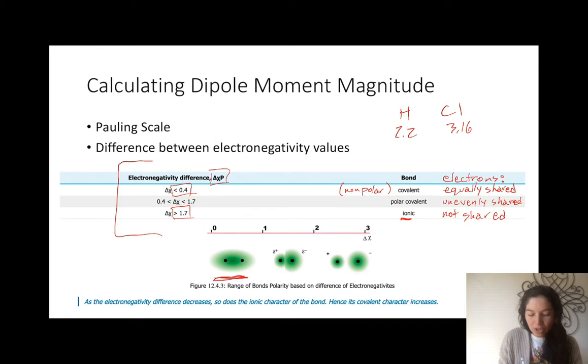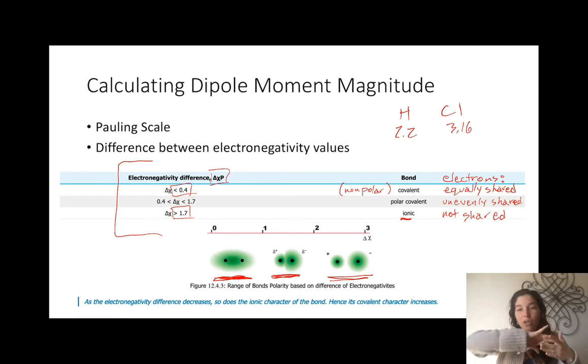So this diagram down here is kind of nice. You can see the even sharing of your electrons here. This is an electron density chart. You can see here the uneven sharing of electrons. We have our partial negative, partial positive charges. And then here's a full positive, a full negative charge, and the electrons between them are not being shared. They're entirely on one atom and not the other.